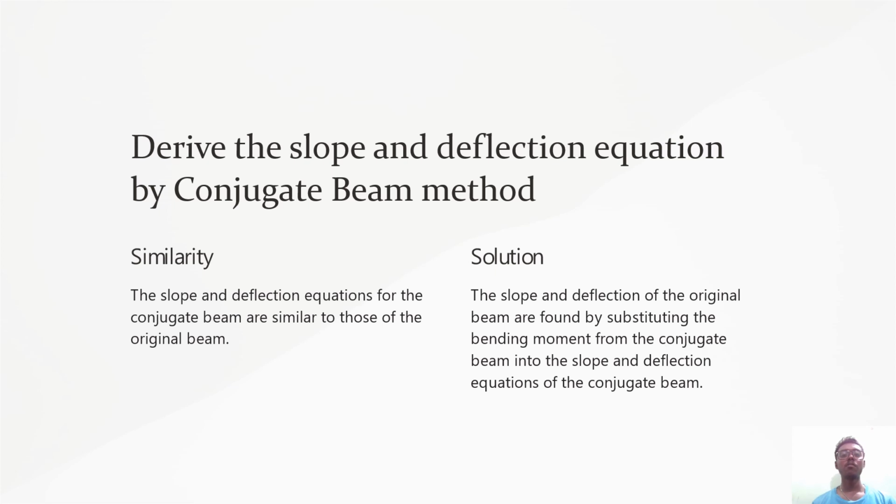Derive the slope and deflection equation by the conjugate beam method. Similarities. The slope and deflection equations for the conjugate beam are similar to those of the original beam. The solution: the slope and deflection of the original beam are found by substituting the bending moment from the conjugate beam into the slope and deflection equations of the conjugate beam.